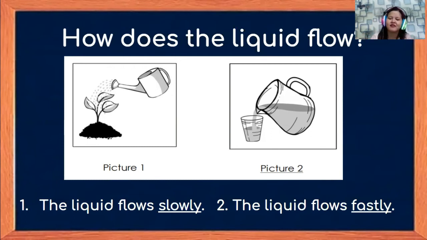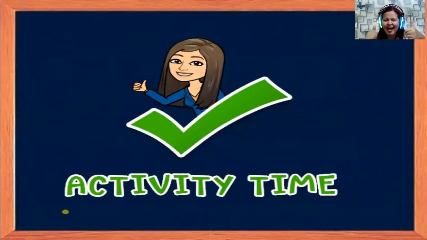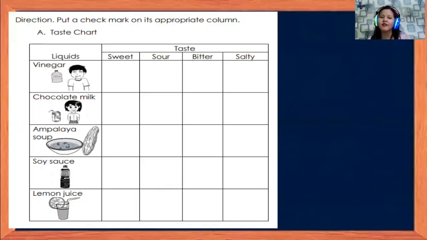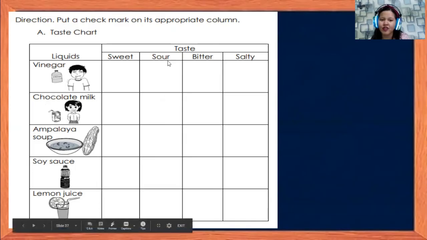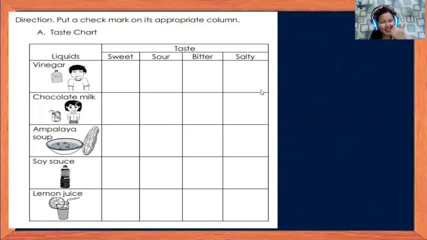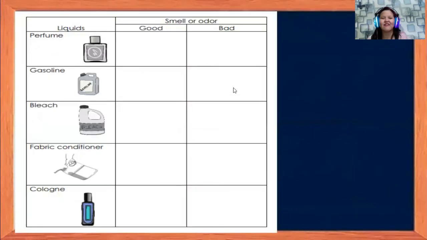Okay? Next, we have here the activity time. For your activity, all you need to do is to put a check on the appropriate column. Identify if the liquid is sweet, sour, bitter, or salty. I know you can do this on your module. Next, we have here different liquids. You will identify their smell or their odor. Is it good or bad? Your perfume. Try to smell your perfume if it is good or bad.